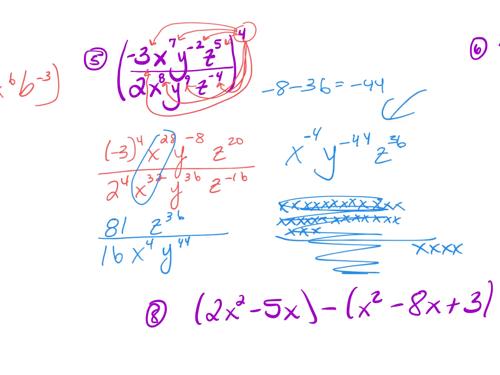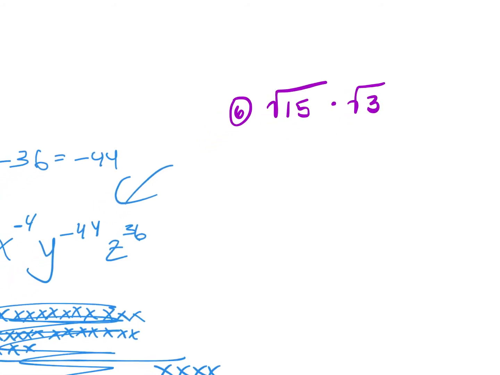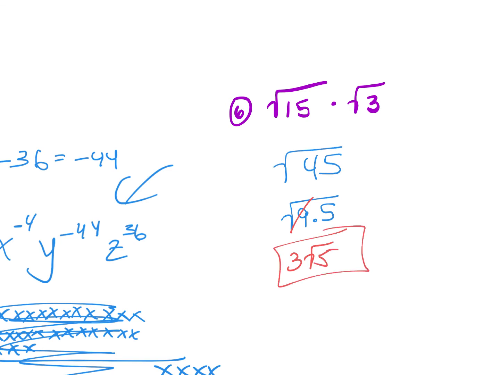All right, what are we doing here? Multiply. A house times a house just gives you what? A bigger house. What's 15 times 3? 45. All right. We simplify as much as possible. Can I break 45 down into what? 9 and 5. And then what does that simplify to? 3 root 5. Perfect. We're always looking for the biggest perfect square and the smallest non-perfect square that's in there, right?